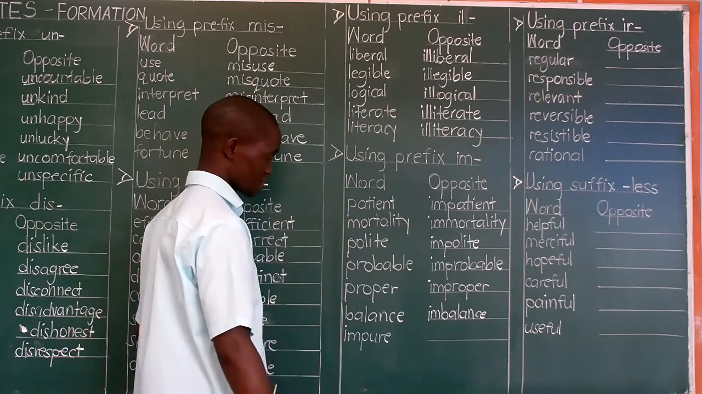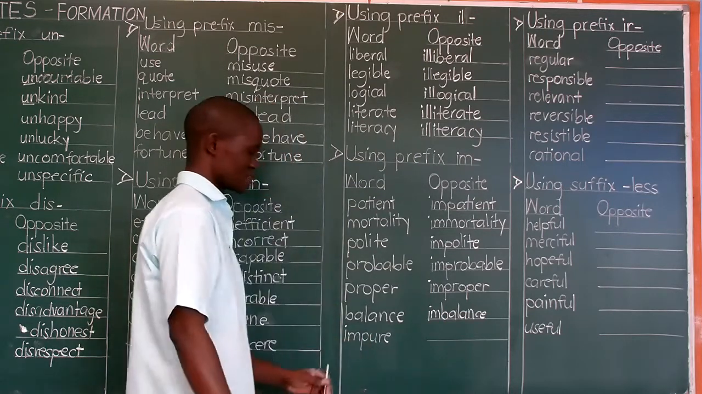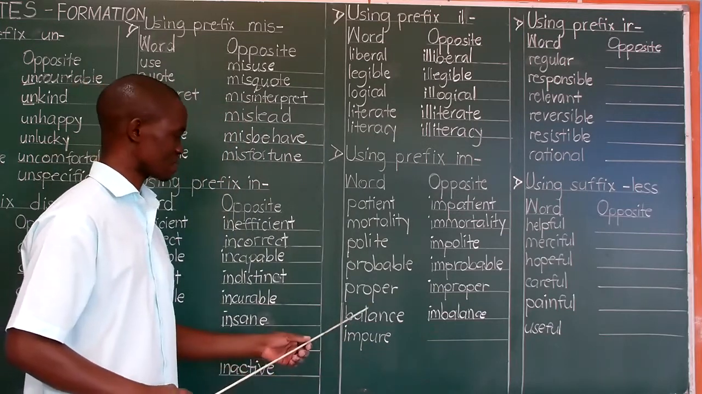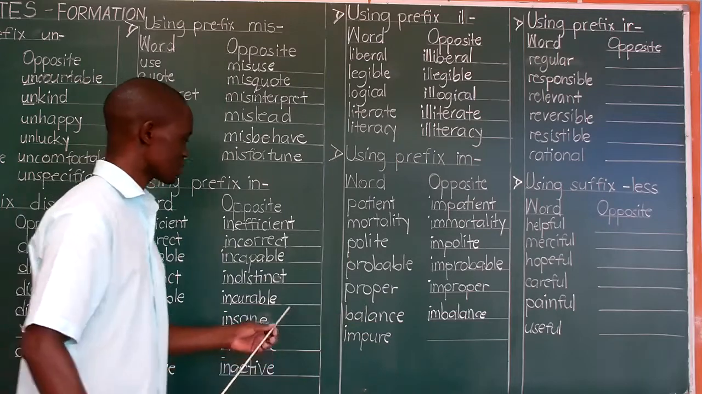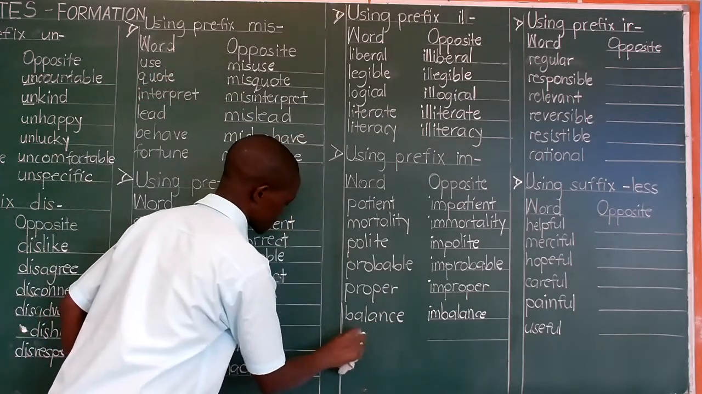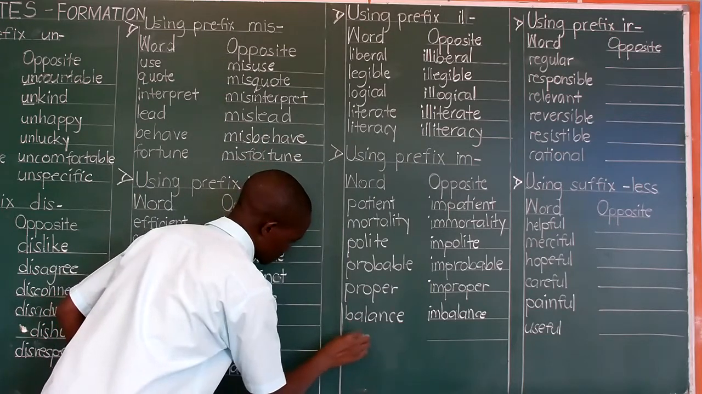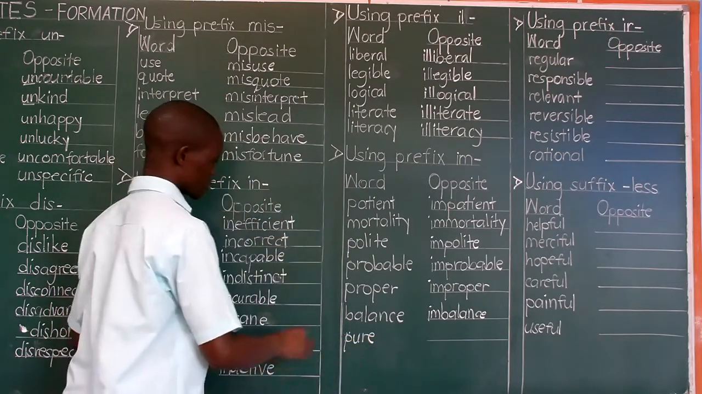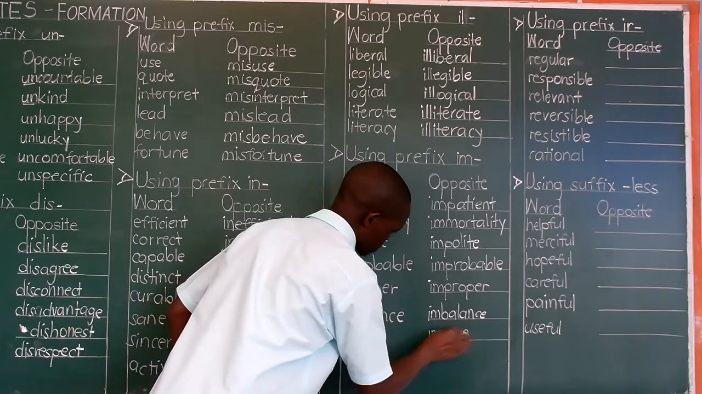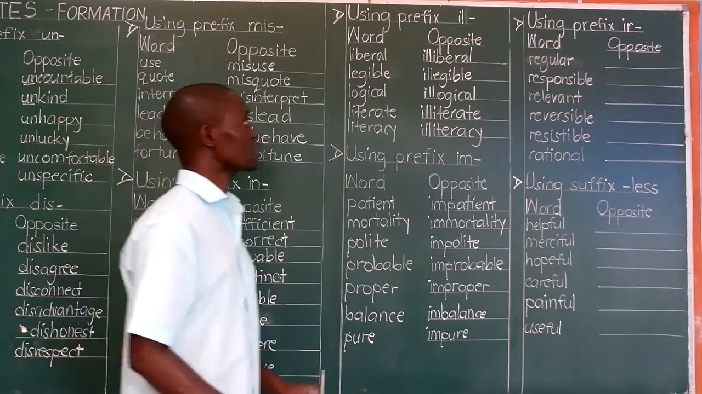Balance, which is a noun, not a verb. Yes. There's a lot of imbalance in the way things are shared. Okay, that is imbalance, the opposite of the noun balance. The word was supposed to be pure. Then you form its opposite using I-M-P-U-R-E, which is impure. So impure is our answer.